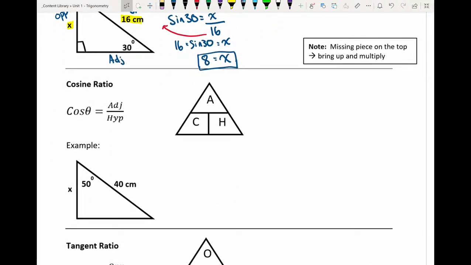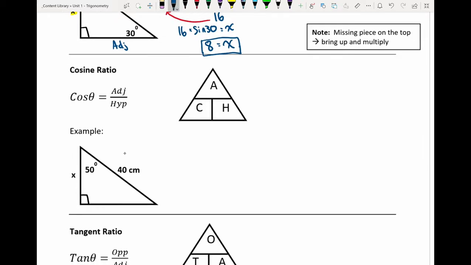The next example, we're dealing with the cosine ratio. I'm going to start by labeling my triangle again. Across from 90 degrees is the hypotenuse. My reference angle of 50, so across from that is the opposite, and beside that is the adjacent. What two sides am I dealing with? Well, I'm dealing with the hypotenuse, and I'm looking for the adjacent. The hypotenuse is given to me, and I'm looking for the adjacent. The only ratio that deals with A and H is cosine. I'm going to write out that formula.